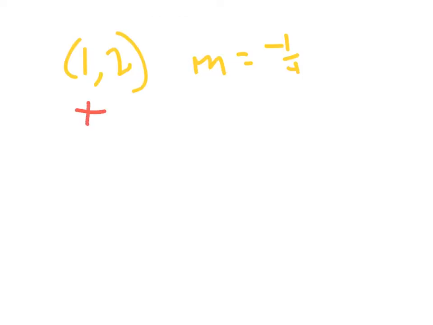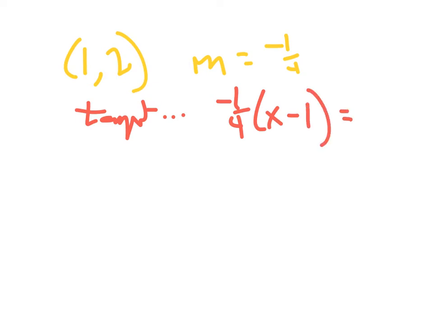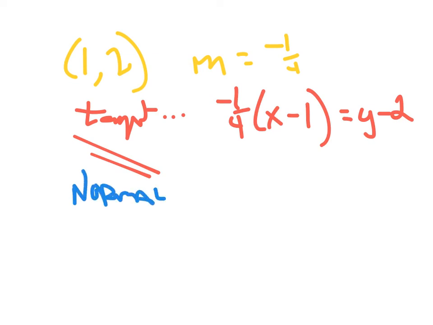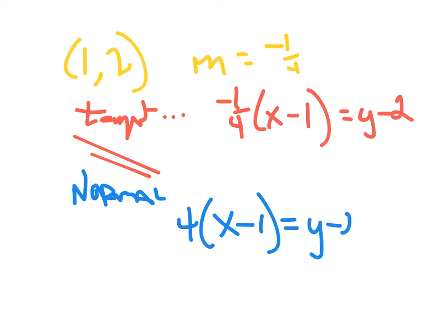Okay, first for the tangent line. If I want a tangent, I want that slope. So negative 1/4 times x minus 1 equals y minus 2, using the point (1, 2). If instead I want the normal line, I'm going to want not a slope of negative 1/4, but the negative reciprocal, or 4 times x minus 1 equals y minus 2. That should be my answers.